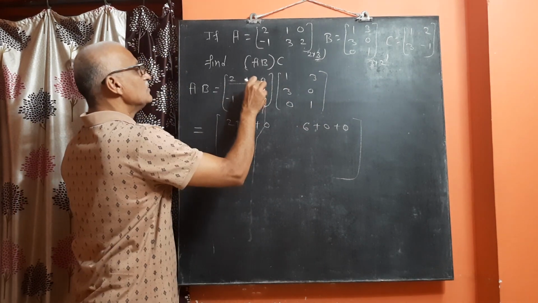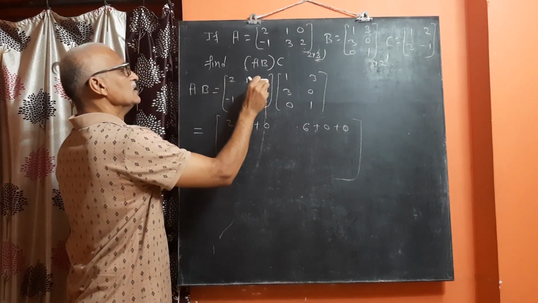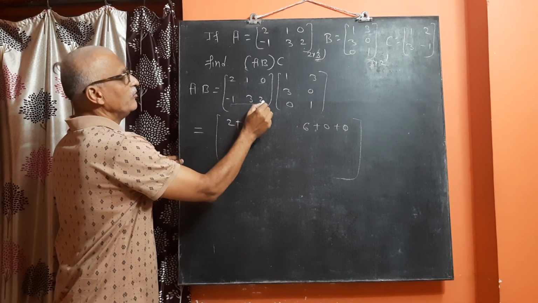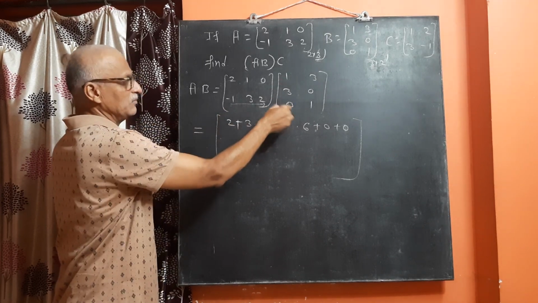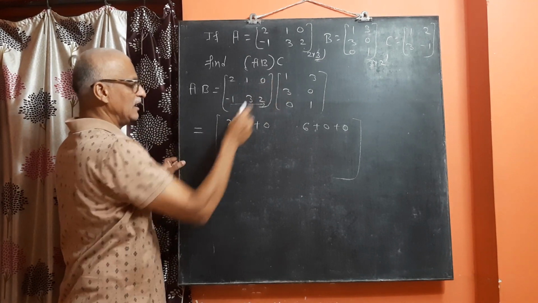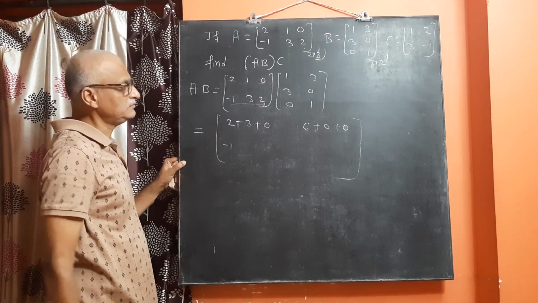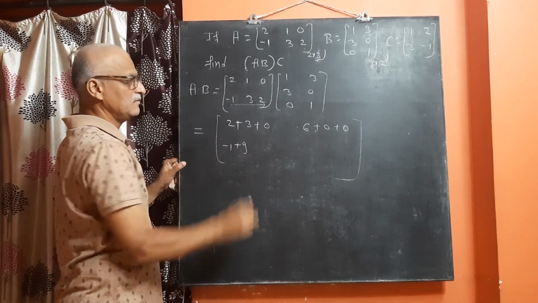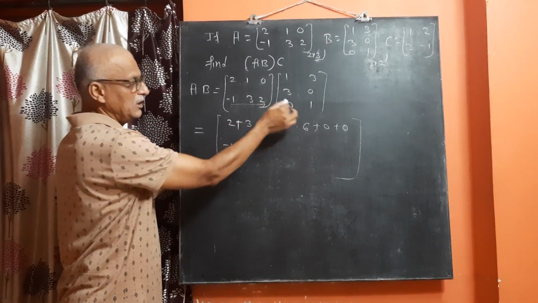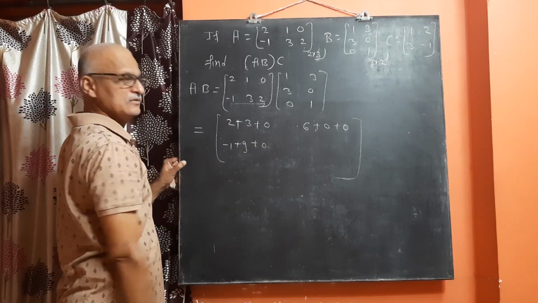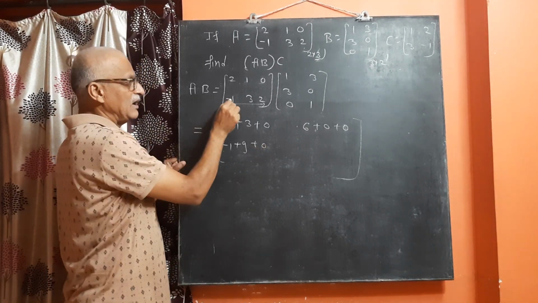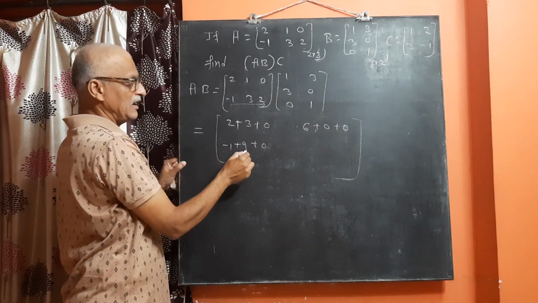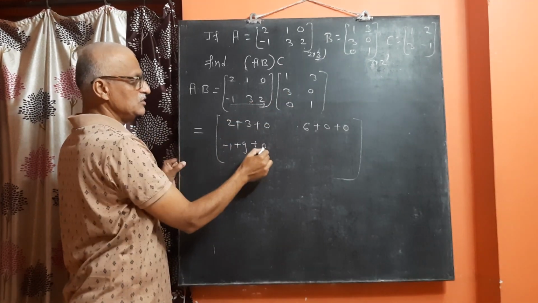Now the multiplication of the second row. Second row is this one. This row we have to multiply with, again, the first column. Minus 1 into 1 is minus 1, 3 into 3 is plus 9, 2 into 0 is plus 0. I repeat again: minus 1 into 1 is minus 1, 3 into 3 is 9, 2 into 0 is 0.